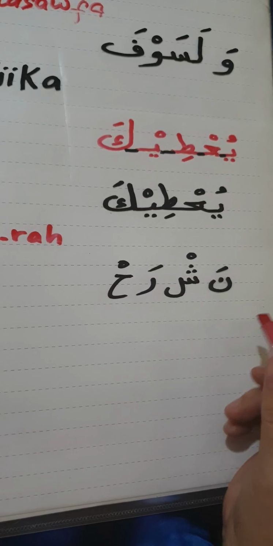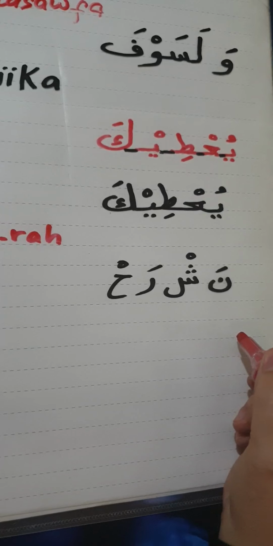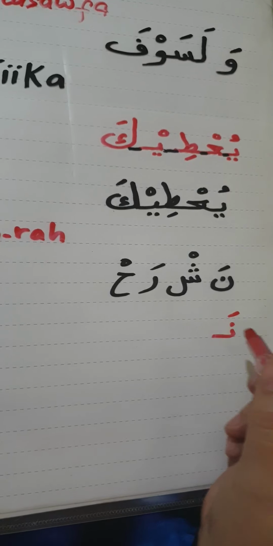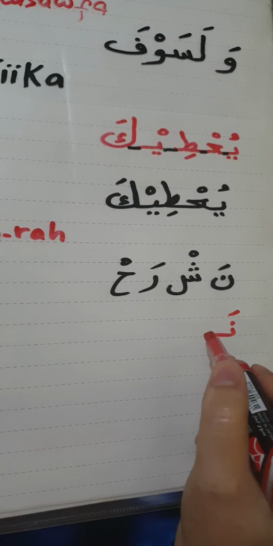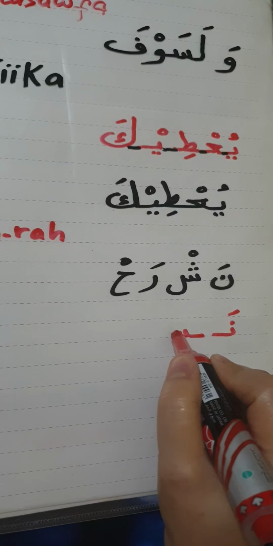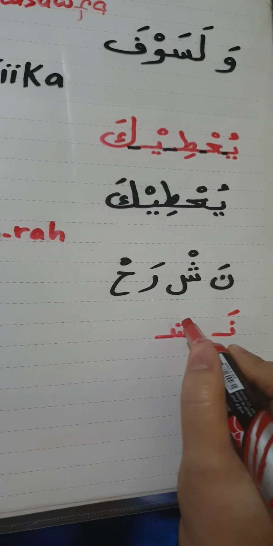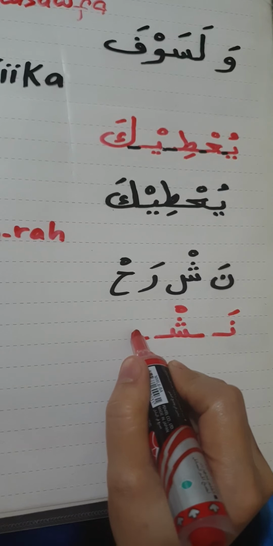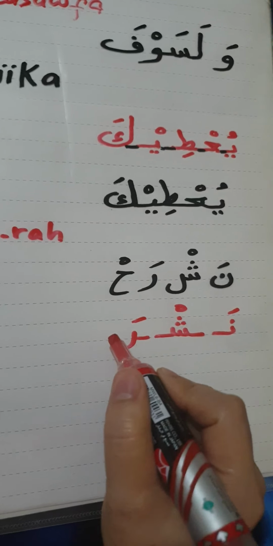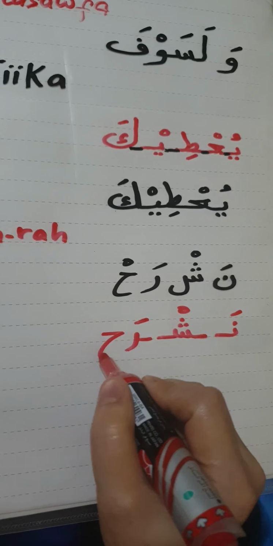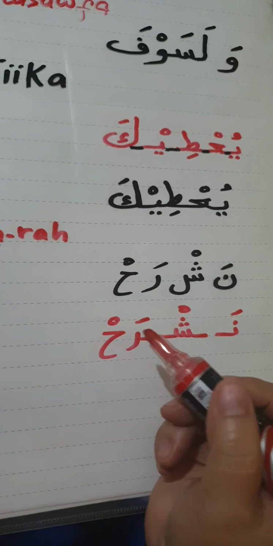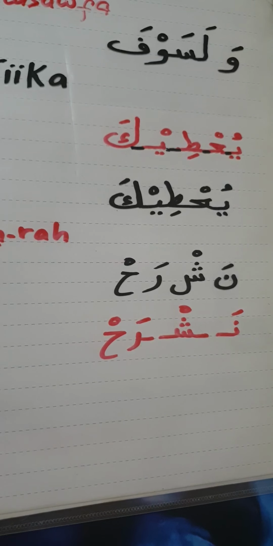So again, the noon in the initial form with the fatha, and then the sheen in the medial form with the sukoon, and the ra in the medial also with the fatha, and the ha, okay, in the final form with a sukoon. Now if you're going to join them together, it will be like this.